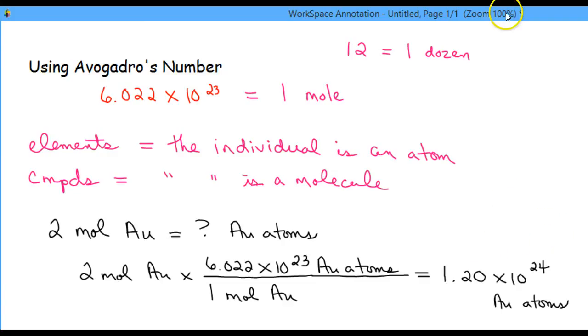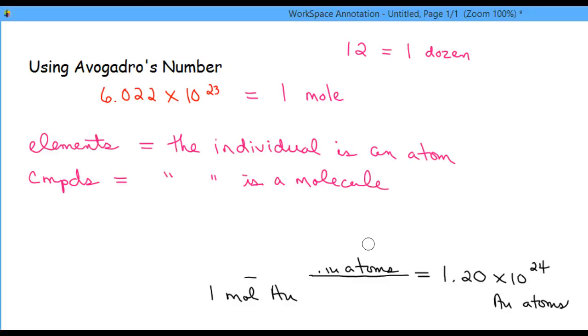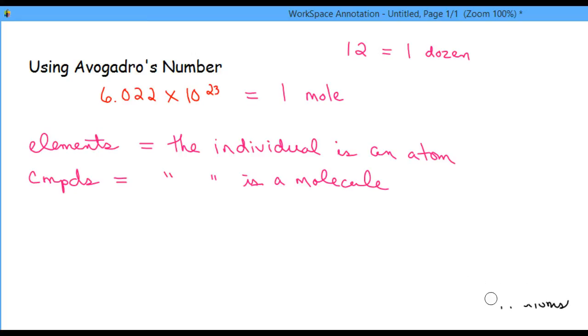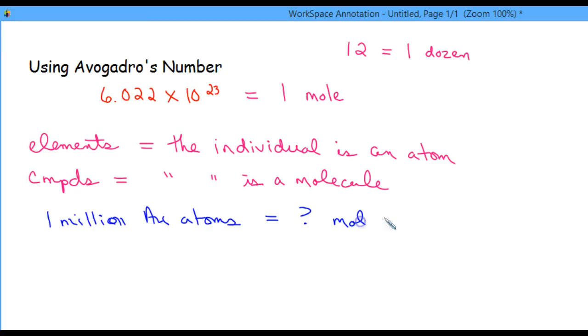Okay? What if I gave you the number of actual atoms? Let's say, what if you had 1 million gold atoms? How many moles of gold would you have? I'm going to let you in on a little secret. It's not that much. 1 million is 1.0 times 10 to the 6th.